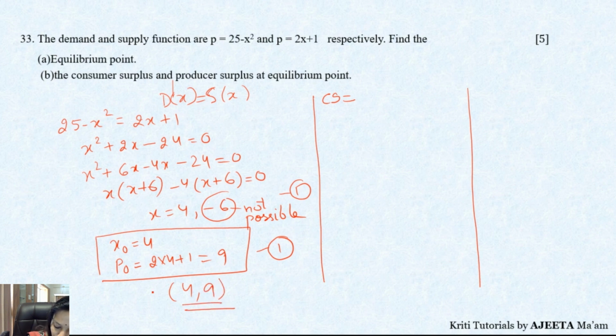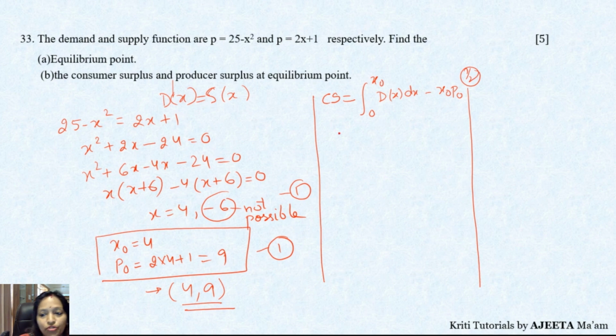यहाँ पे आप पॉइंट्स को 4,9 करके फाइनल आंसर पे लिख सकते हैं. So don't leave the answer at x is equal to 4 only. पॉइंट पूछा है तो दोनों कोऑर्डिनेट चाहिए हमें, x कोऑर्डिनेट एज वेल एज y कोऑर्डिनेट. रिमेंबर नाउ CS का फॉर्मूला क्या होता है, 0 to x0, the function we have, demand function here, and minus x0 p0. So we will have half mark for this formula as well.